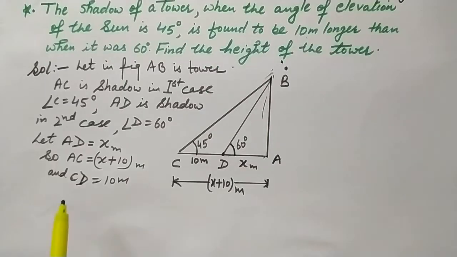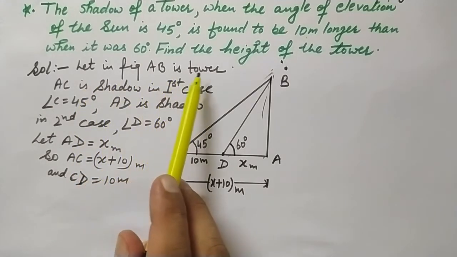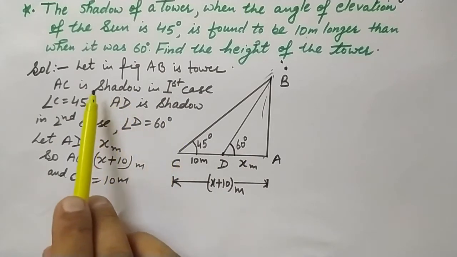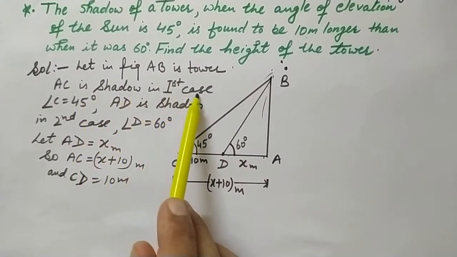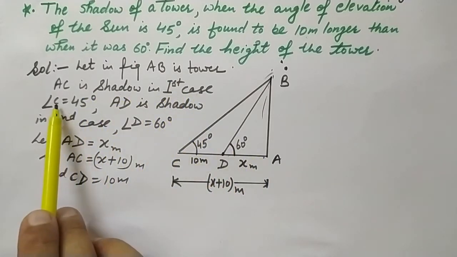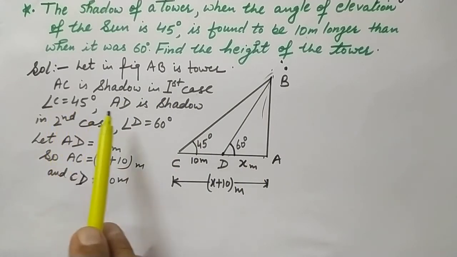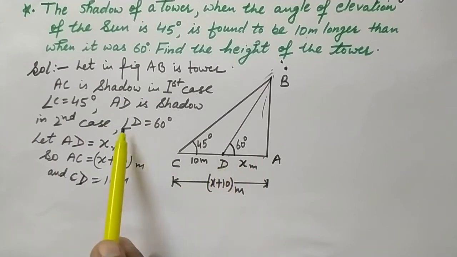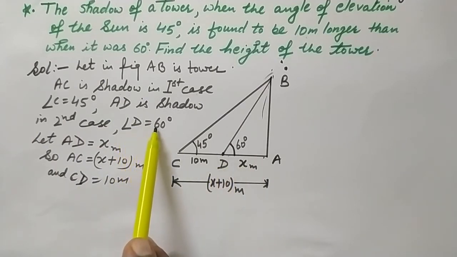So it's written that, in the figure, AB is a tower, AC is a shadow. Shadow means parchai. AC is the shadow in the first case, and angle C, the angle of elevation, is 45 degrees. AD is the shadow in the second case, when angle D, the angle of elevation, is 60 degrees.